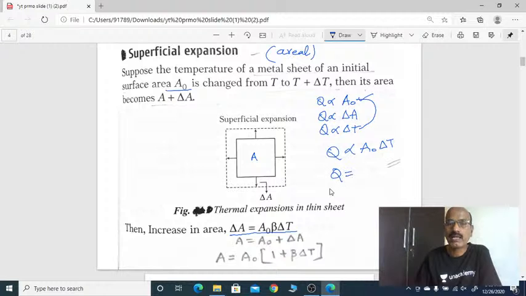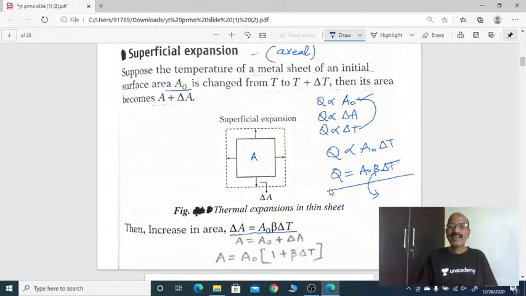So delta A equals A naught beta into delta T, where beta is the coefficient of areal expansion. The previous one, length expansion, is alpha. This is the coefficient of areal expansion.